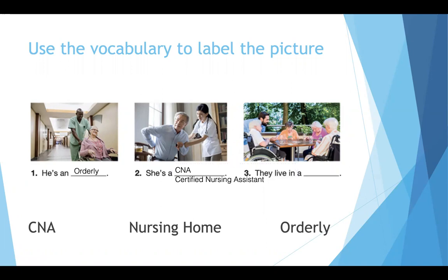Finally, we're looking at a group of older adults. So where might they be living? We can say they live in a nursing home. All right, so just to read these one more time. He's an orderly. She's a CNA, or she's a certified nursing assistant. And they live in a nursing home.